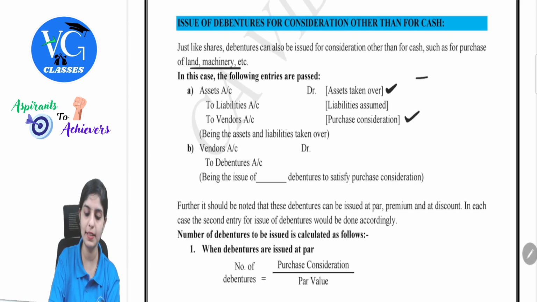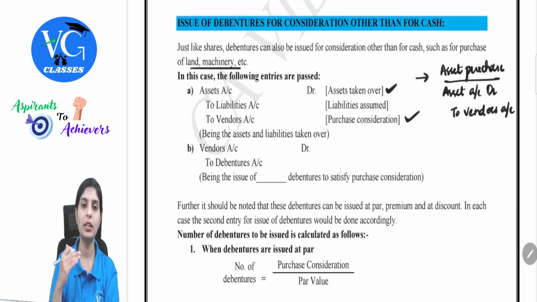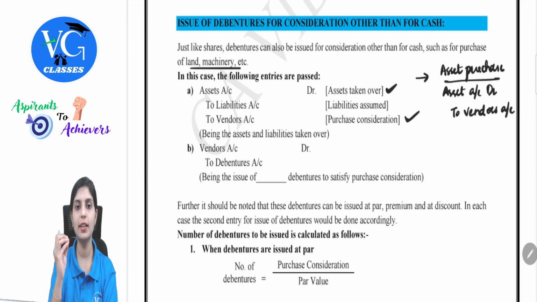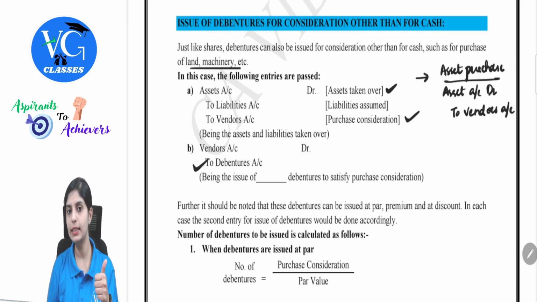If there is just an asset purchase, what will be the entry? Asset account debit to vendor's account. That is, first we will make it due. Asset account debit to vendor's account. So we will first make it due. Later, when the debentures are issued, vendor's account debit, we will have to cancel this to debentures account. Is this clear?